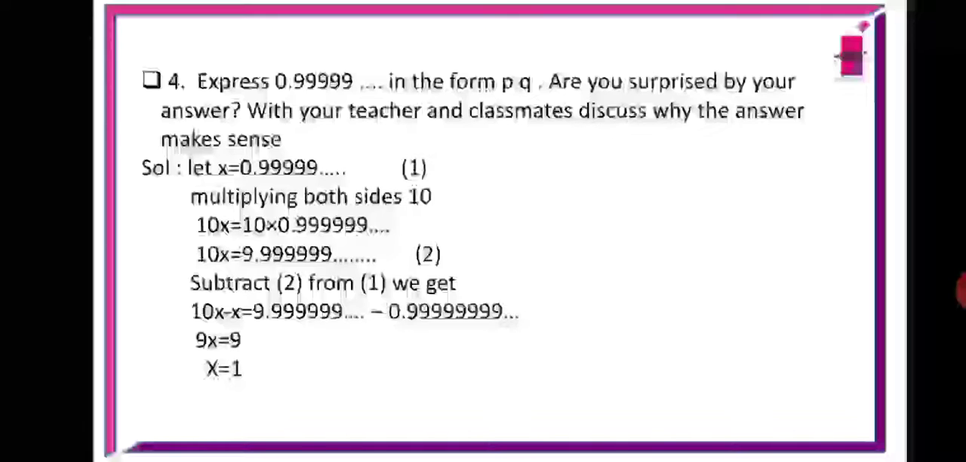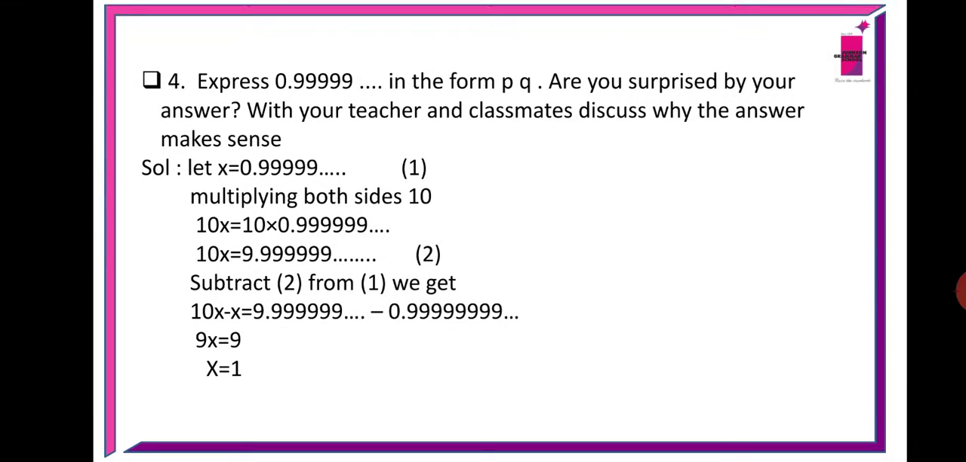Now you can see, if you express 0.9 bar in a P by Q form, you will get 1. Why so? Because 0.9999 is the nearest number to 1. The P by Q form will be 1, that is to the nearest. Got it? So it is near to 1, almost 1. If you add 0.00001 to this 0.99999, you will get 1. That is the reason 0.9 bar, when you take it as a P by Q form, looks like 1.